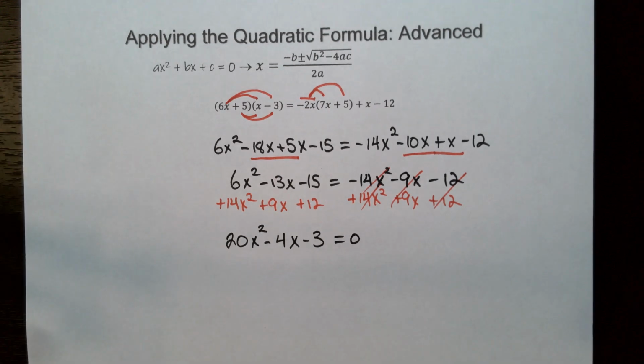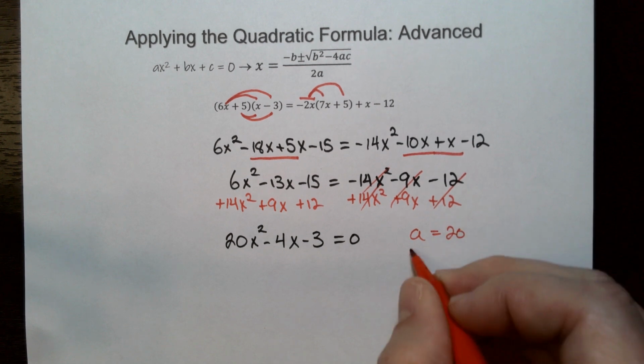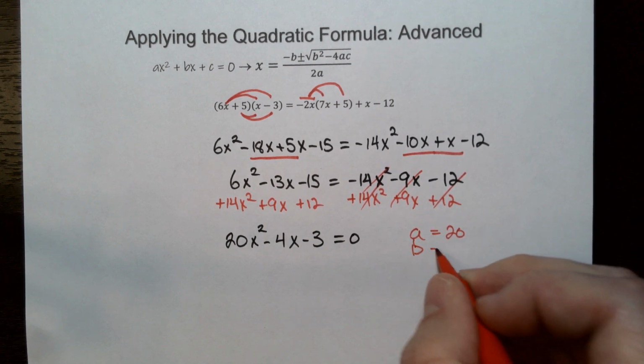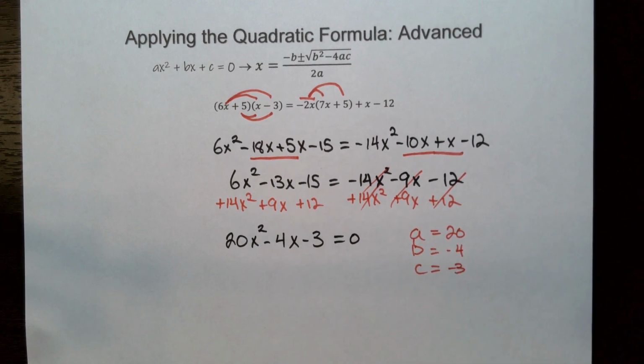Okay, so we need to figure out our a, b, and c. So our a is the number in front of x squared, which is 20. Our b is the number in front of x, which is negative 4. And our c is the number by itself, which is negative 3.